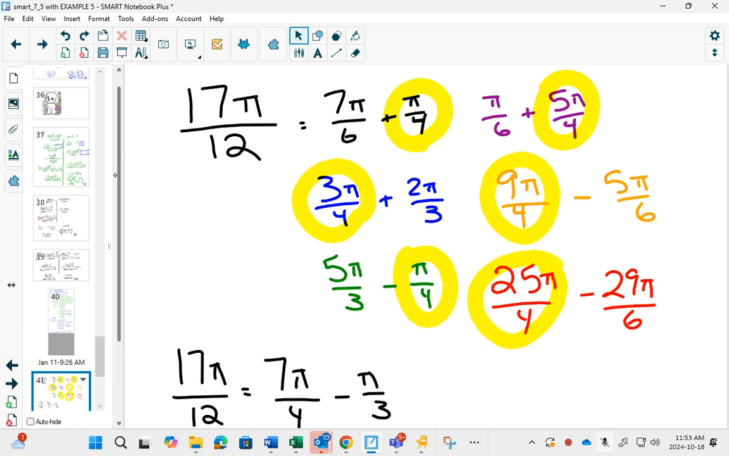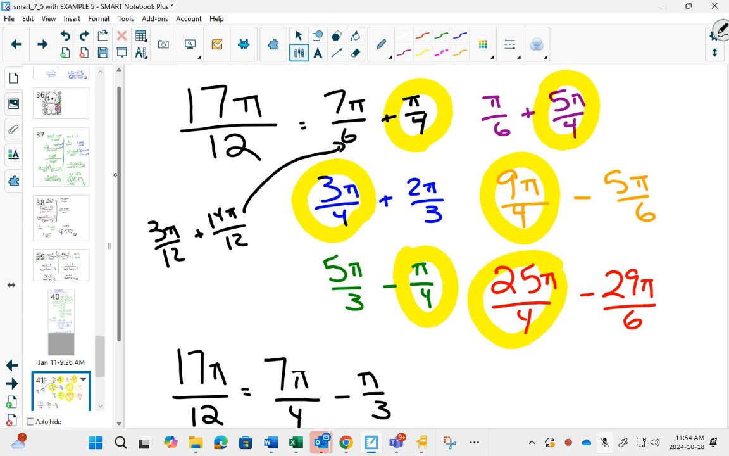Some students just like, I'm going to just start with a basic pi over 4. Basic pi over 4 is 3 pi over 12. What would I have to add to get to 17? I'd have to add 14. You see that 14 reduces to 7 pi over 6. And it's super easy.